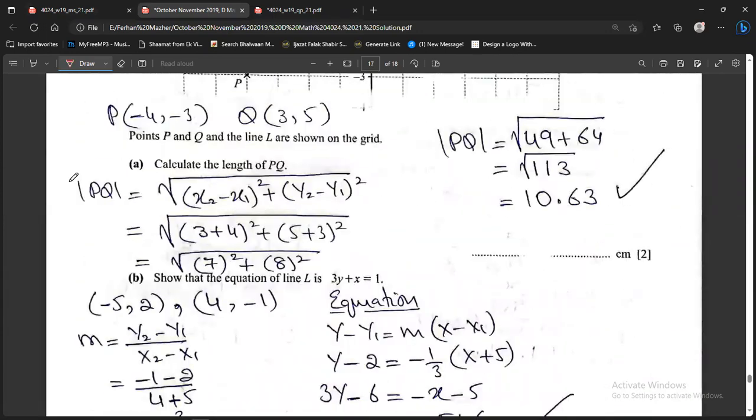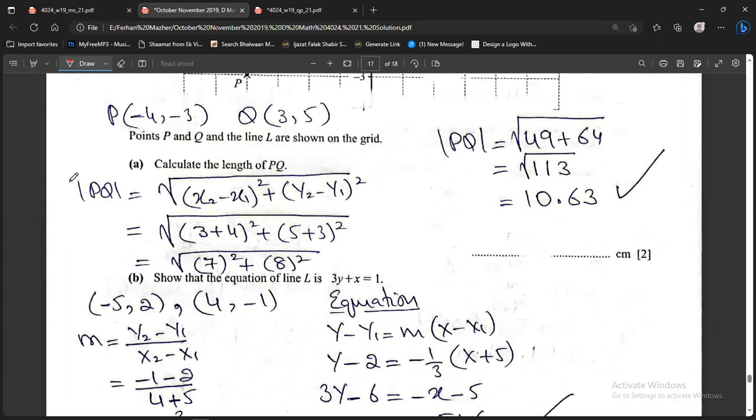The coordinates of P are -4, -3. Q is 3, 5. So the length PQ will be, the formula for the distance is the square root of (x2 minus x1) whole squared plus (y2 minus y1) whole squared.